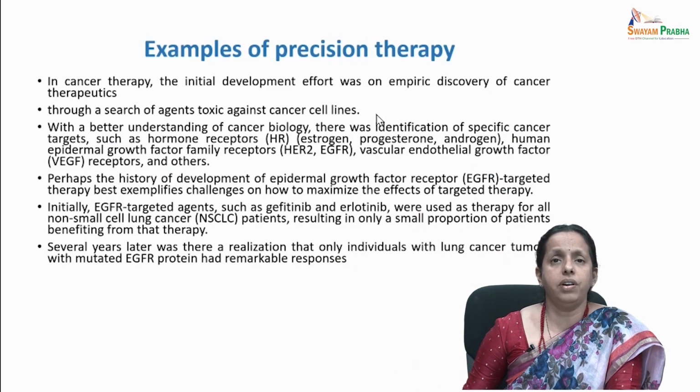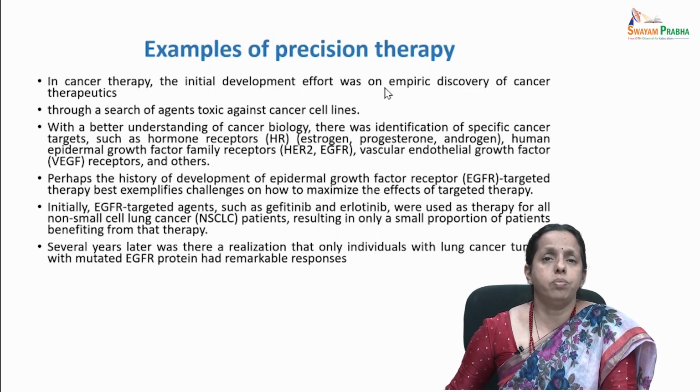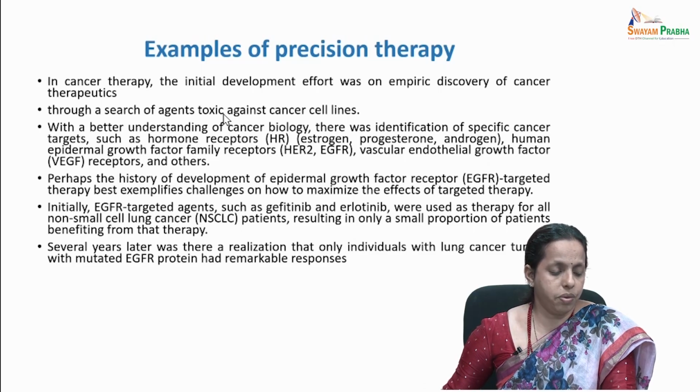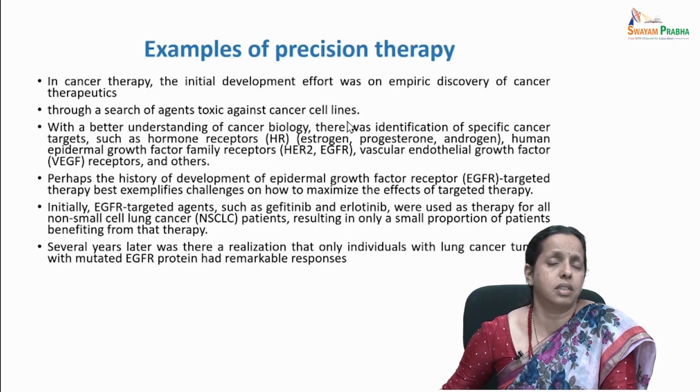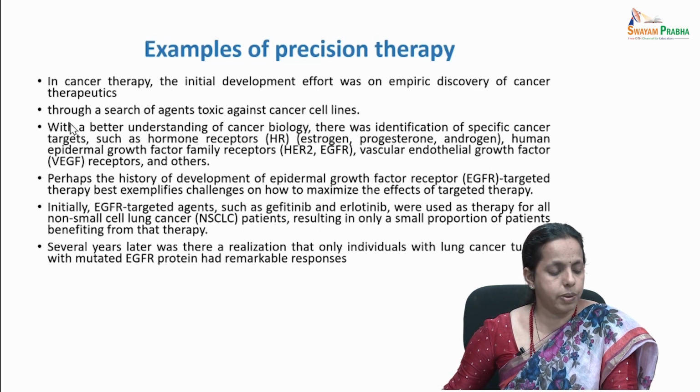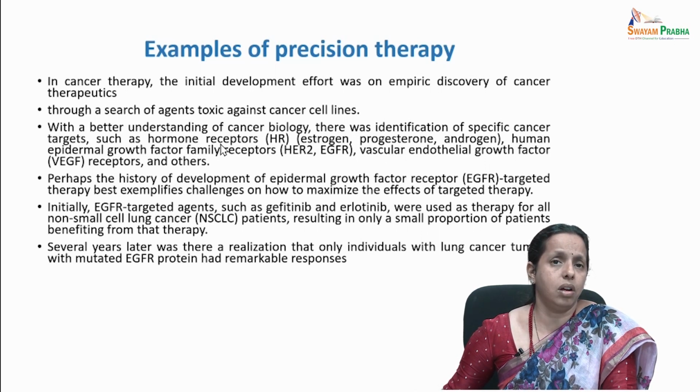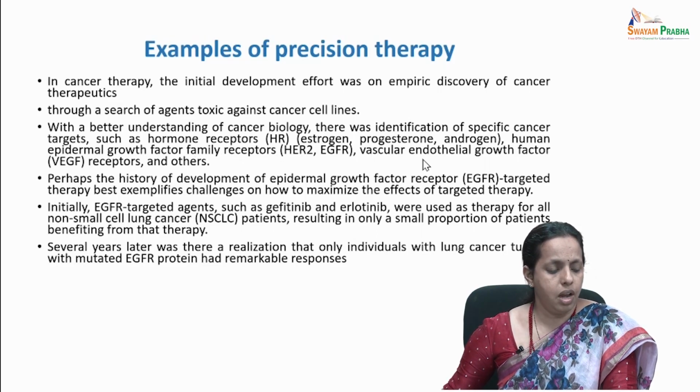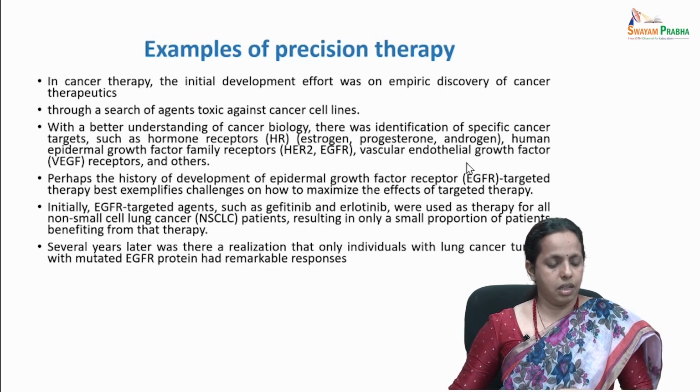What are the examples of precision therapy? The initial effort was to make discovery of novel therapeutics. How did they discover? Through a search of agents toxic against cancer cell lines. We will talk about this in the drug discovery next class. But then there was identification of specific cancer targets, such as hormone receptors, such as estrogen, progesterone, androgen, HER2 for breast, and VEGF receptors and others.